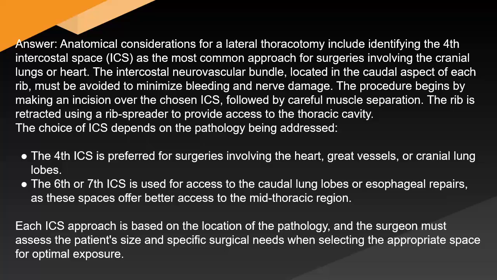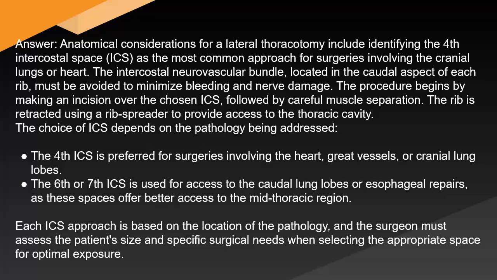The intercostal neurovascular bundle, located in the caudal aspect of each rib, must be avoided to minimize bleeding and nerve damage. The procedure begins by making an incision over the chosen ICS, followed by careful muscle separation. The rib is retracted using a rib spreader to provide access to the thoracic cavity.